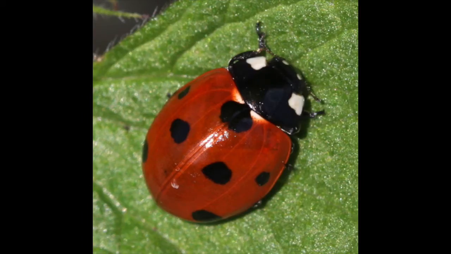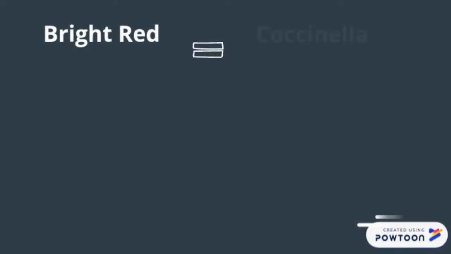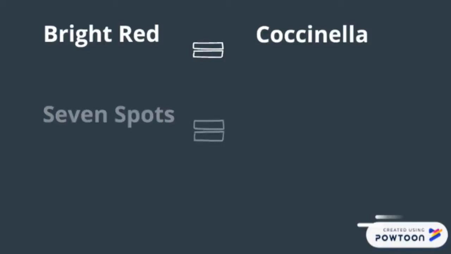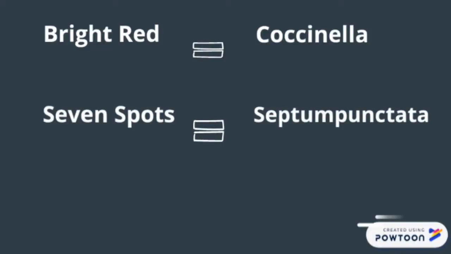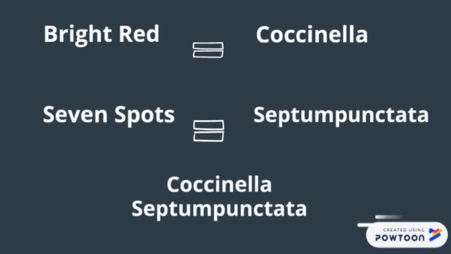Take this lady beetle. What colour is it? Bright red, right? Now, how many spots does it have? 1, 2, 3, 4, 5, 6, 7? Bright red with 7 spots. Now, we still use the old Latin language, but in the Latin language, bright red with 7 spots is Coccinella septempuncta, so that's its binomial name.